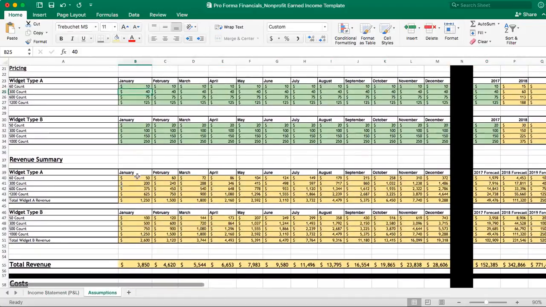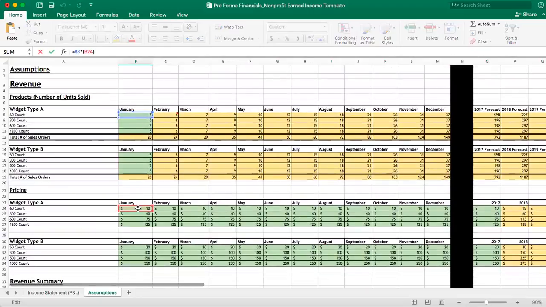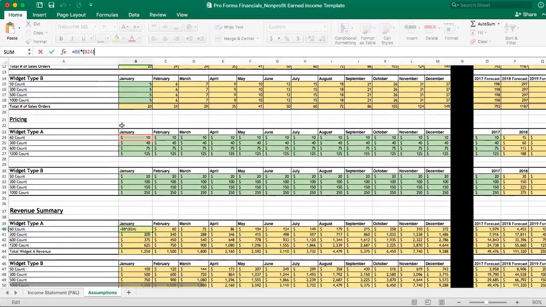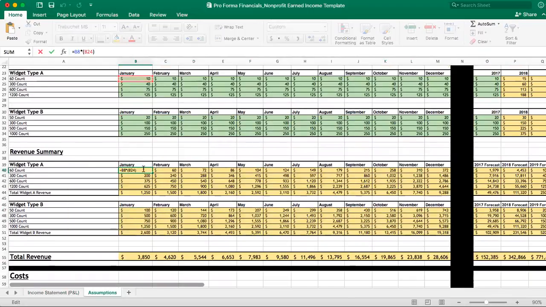In order to get my total revenue, I am multiplying the number I expect to sell times the price I want to sell it at. 5 60 counts of widget A at $10 apiece is $50. If I want to click in there, again, I can always click in the formula bar here and see with the color code which things are multiplying together. See the blue here for B8? See the red here for B24? Multiplying those two things together, I get my expected revenue for widget A.